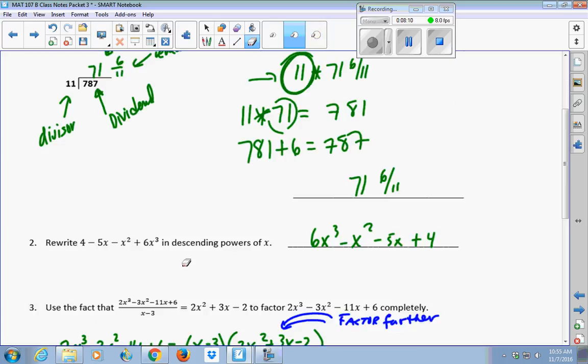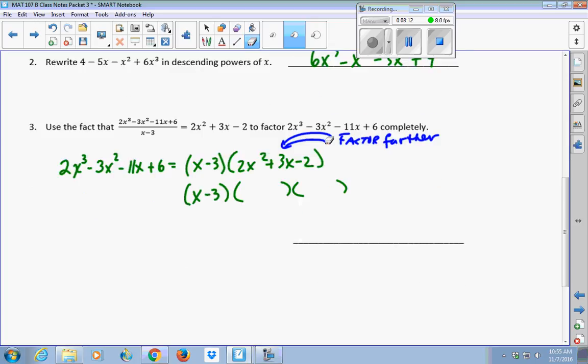All right, descending order, everybody has that. Again, to factor this, what do you know? Whenever you divide two things, whatever the answer is, the 2x squared plus 3x minus 2 times the x minus 3 will bring you right back to where you started. Notice, what's the degree of my numerator here? What's the degree? 3, right? The highest power you see is 3. What's the degree of my denominator? 1.